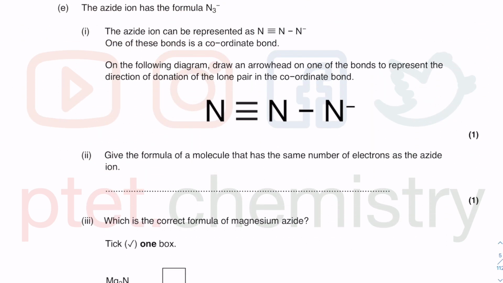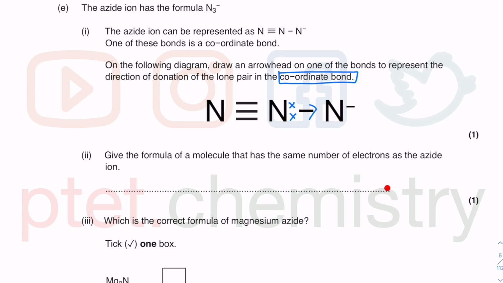This next part, we're supposed to draw a coordinate bond. So you have an N3 minus. You could see that this nitrogen has a triple covalent bond, no problem. But here, this is nitrogen with 1, 2, 3, and 4 covalent bonds. That is the problem. We're going to show the donation of the lone pair, and essentially we are donating towards this nitrogen, as this nitrogen forms 4 covalent bonds there.